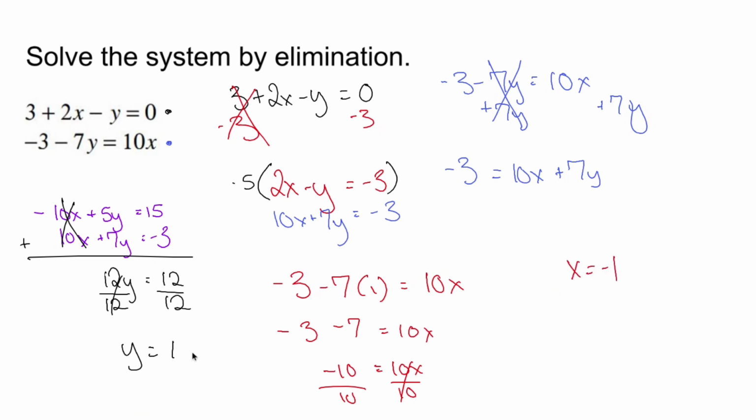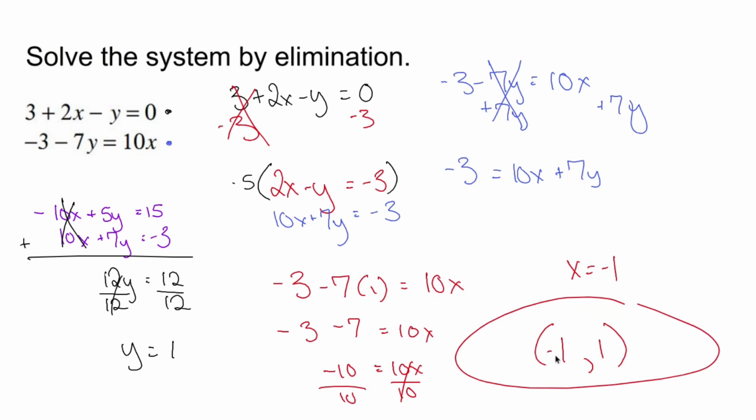Now that x is negative 1 and y is positive 1, I have an ordered pair of negative 1, 1. And what that means is if I take negative 1 and plug it into every x here, and take 1 and plug it into every y here, I would have two things that would match up perfectly. So this problem was a mess, but we rearranged it, we did a little bit of multiplication, and we did fine in the end.